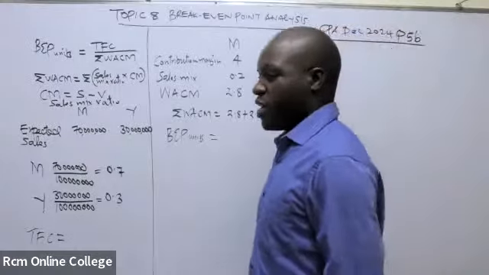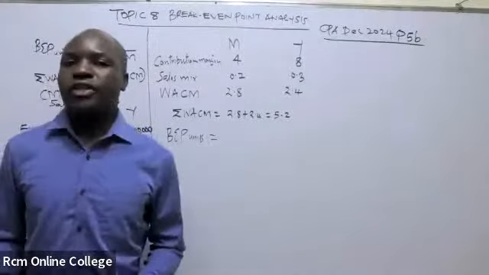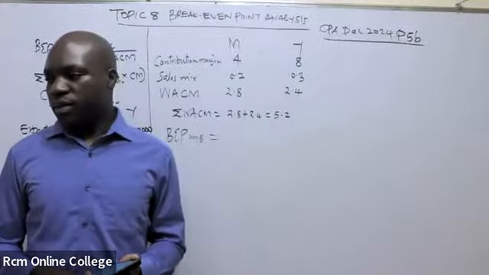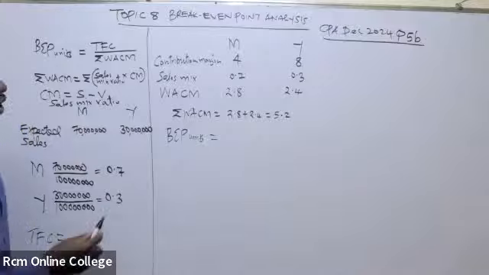Total fixed cost. We have fixed cost for product M, and we have fixed cost for product Y. So get the summation of the two. It is 296,400,000.